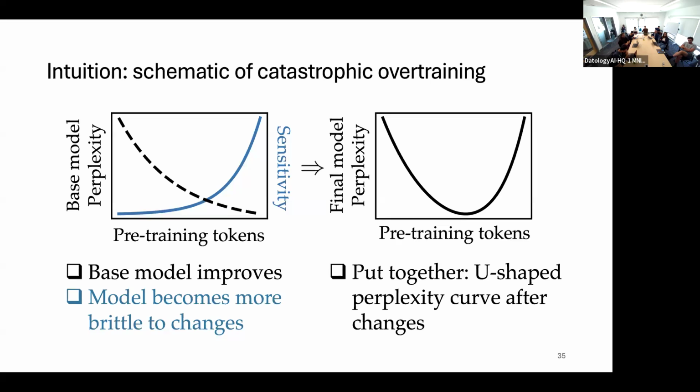But intuitively, if you imagine that you are then going to change the parameters somehow, and you are brittle to these changes, then looking at the final model perplexity after you change the parameters in some way, fine-tuning or adding noise, whatever, any sort of change to the parameters, you're going to get this U-shaped curve. Initially, sensitivity is very low, so your model is just getting better even after changes. It doesn't matter that you change the model a little. Whereas at the end of this graph, your model is going to get worse because the sensitivity term dominates. So this is our intuition.